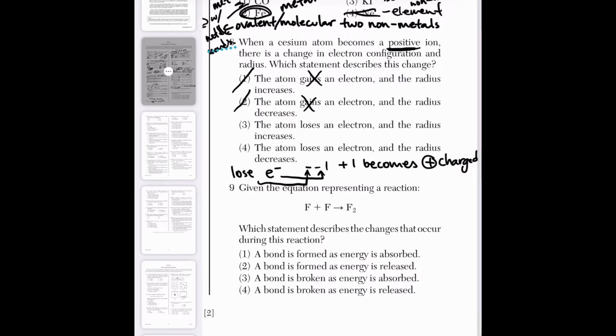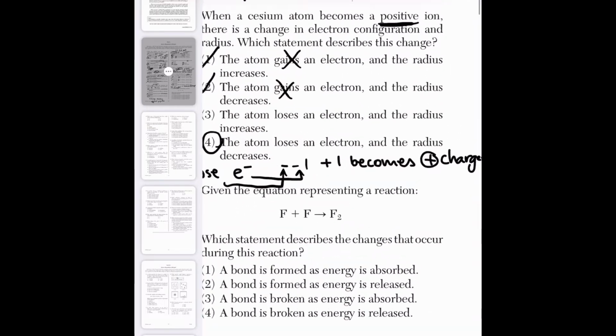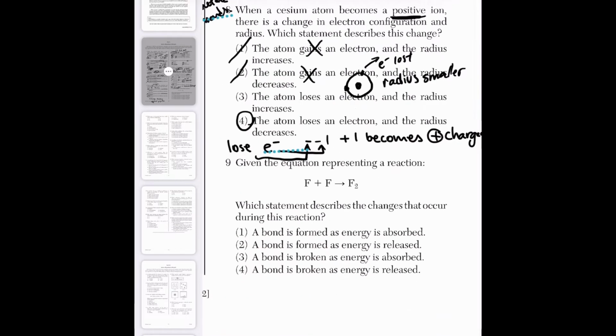So when you lose something, your radius decreases because, I don't really want to draw cesium because it's kind of big, but this is like some random thing. The middle is the nucleus. If this electron gets lost, the radius becomes smaller because you're losing that electron.